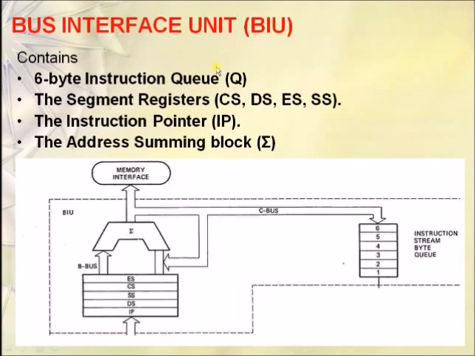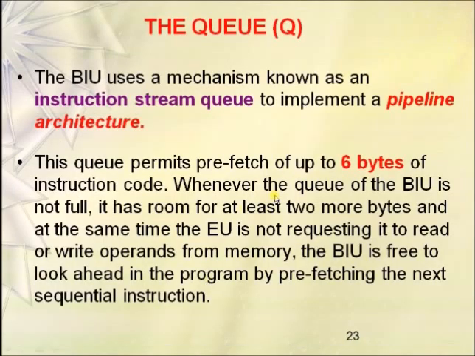Now let us see the bus interface unit. Inside this bus interface unit, we have an instruction byte queue along with segment registers and an adder. Out of these three, let us see the instruction byte queue, and in the next session we'll discuss the segment registers. The BIU is mainly responsible for implementing the pipeline architecture, because it initially fetches and holds all the instructions, which are then retrieved by the execution unit for performing the execution.